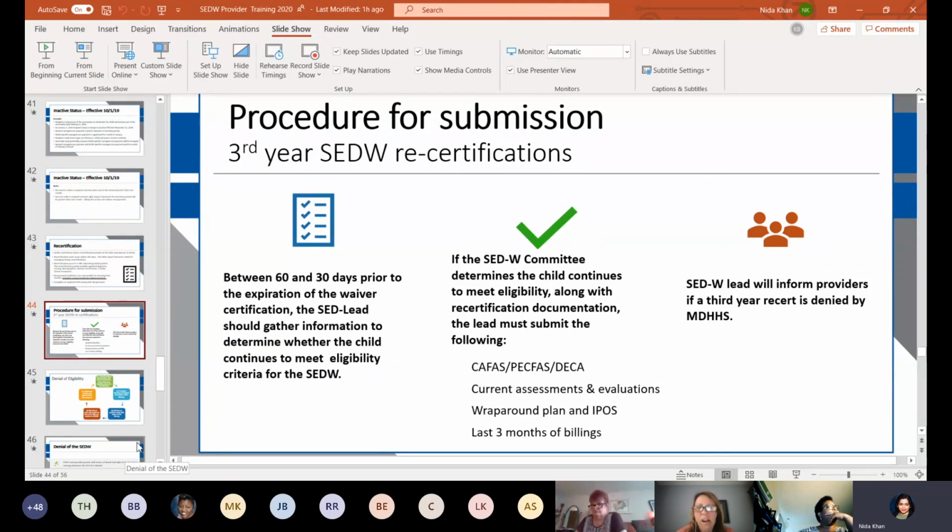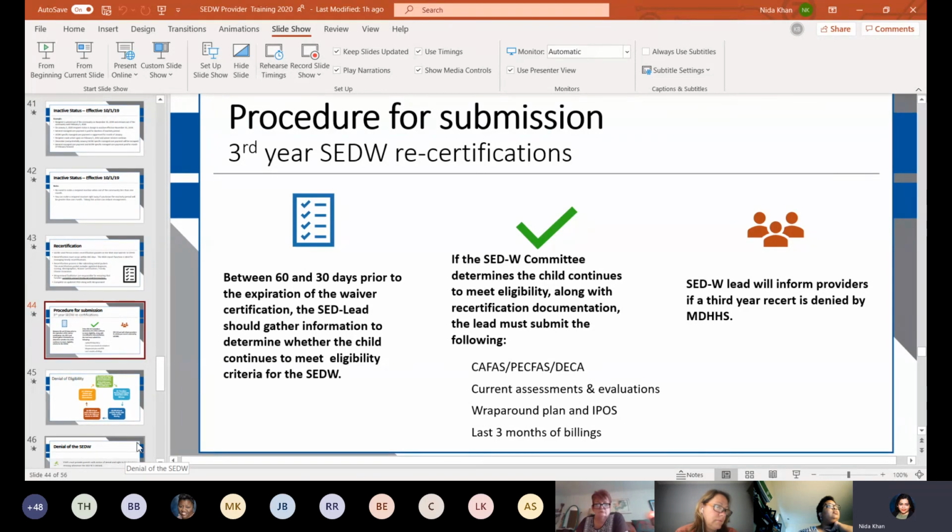We will process it and submit it to MDHHS, and then they will let us know if they approve them or not. Sometimes they will, and sometimes they have denied as well. So between 60 to 30 days prior to the expiration date is when we try to get all the paperwork ready. And for these particular cases, they want to look at CAFIS, PECFIS, DECA, any current assessments, evaluations, wraparound plans, IPOS. They want to look at the last 3 months of billing.